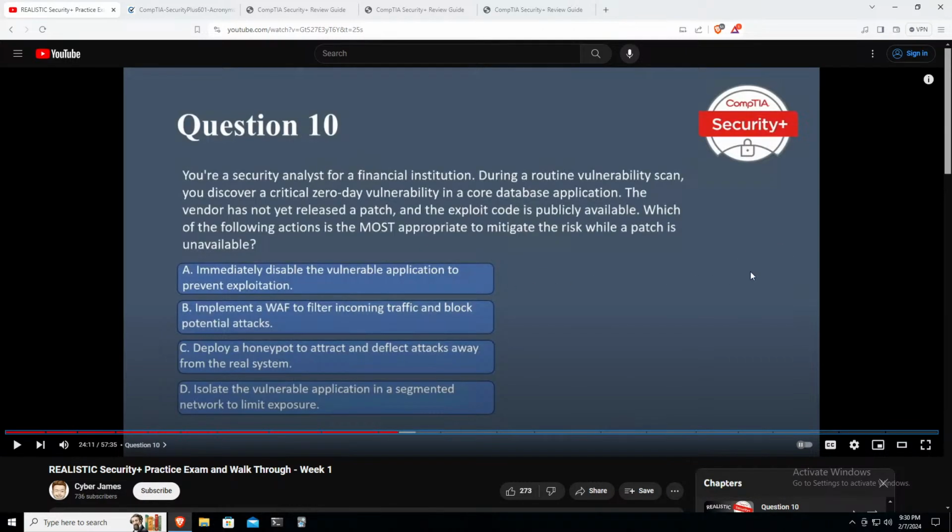You're a security analyst for a financial institution. During a routine vulnerability scan, you discover a critical zero-day vulnerability in a core database application. The vendor has not yet released a patch, and the exploit code is publicly available. Which of the following actions is most appropriate to mitigate the risk while a patch is unavailable?